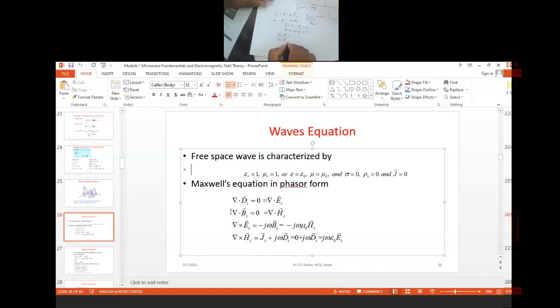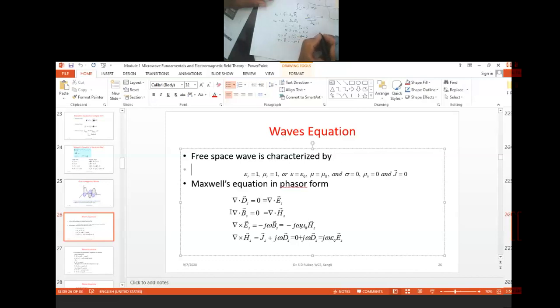So del cross H is equal to what? That is nothing but J and dou D by dou t. Dou D by dou t means j omega D. And del cross E is equal to minus dou B by dou t, where B is the magnetic flux density. So we can write j omega B.